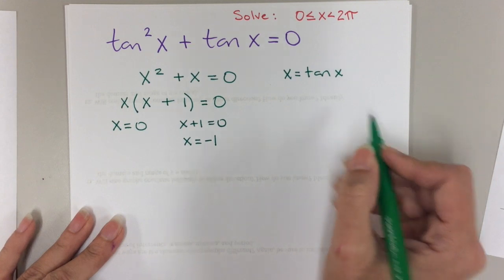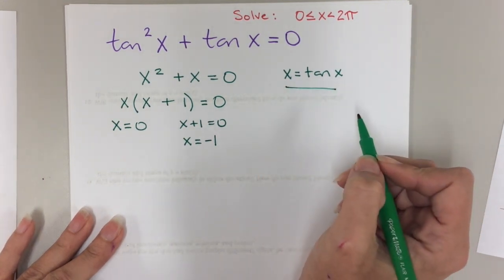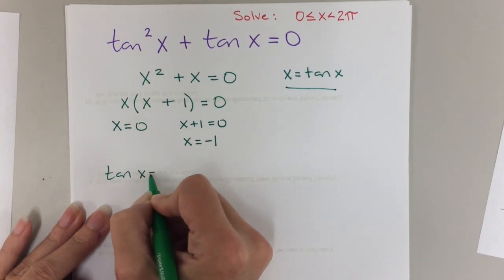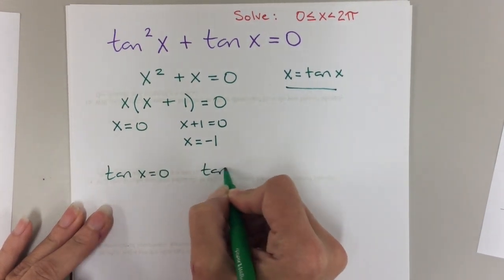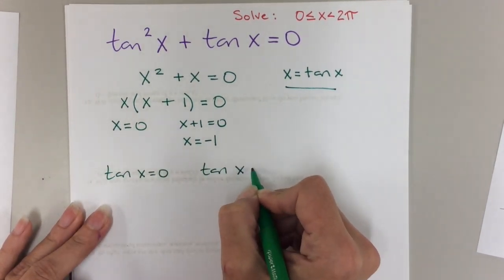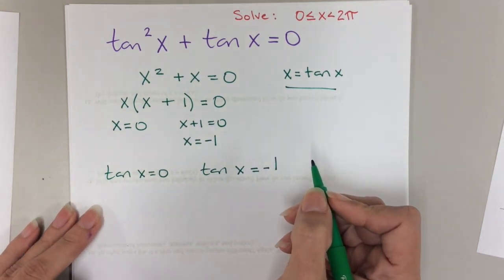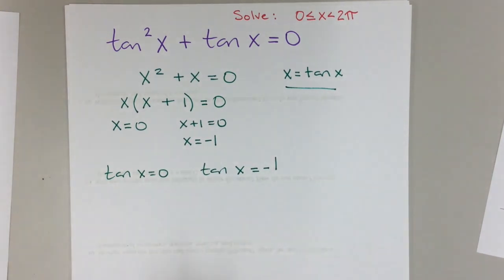Well, what does x equal? x equals tangent of x. So let's replace it. So we can say tangent of x equals 0 and tangent of x equals negative 1. Now we're ready to go to our unit circle and ask ourselves where on our unit circle will the tangent be 0? And so tangent is 0 when y divided by x is 0.